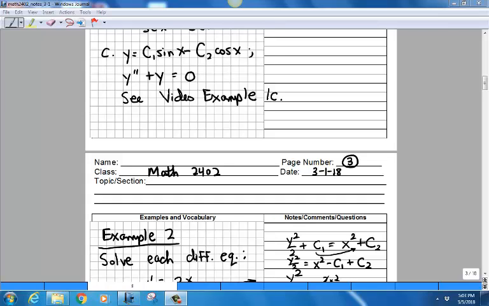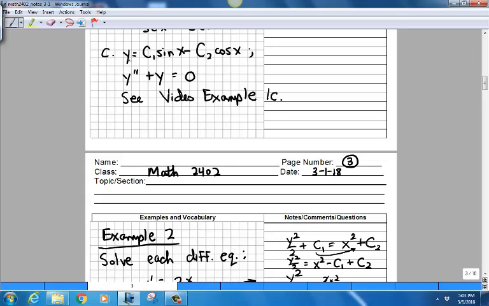Let's look at another example of checking to see if a given function is a solution to a differential equation. So we're looking at example C in this problem. Here we're given the function y is equal to this constant c1 times sine of x minus a second constant c sub 2 times cosine of x.